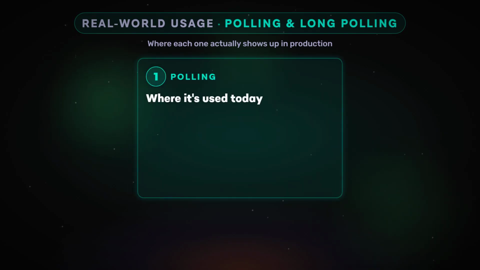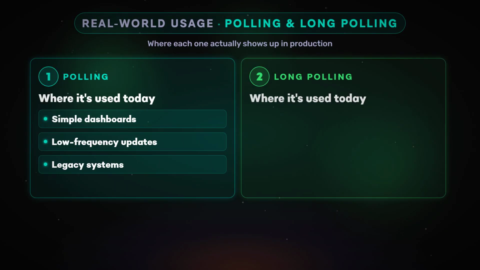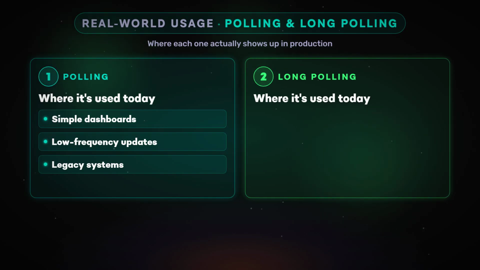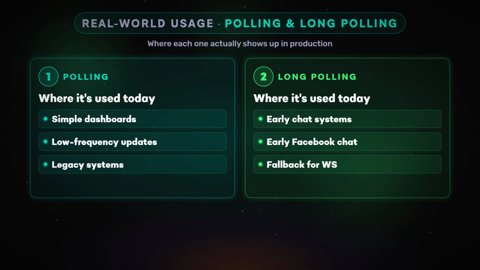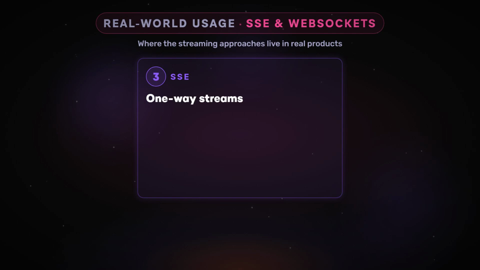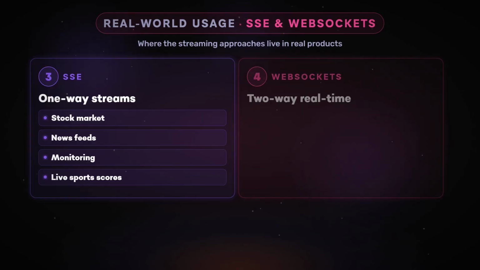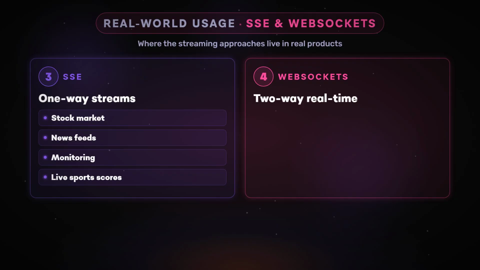Now, let's try to understand some real-world examples of these techniques. Polling is used for simple dashboards, low-frequency updates, legacy systems. Long polling was used historically for early chat systems, early Facebook chat. Then server-sent events are used for stock market dashboards, news feeds, monitoring systems, live sports scores. WebSocket is used by WhatsApp, Slack, Discord, multiplayer games, Google Docs collaboration.